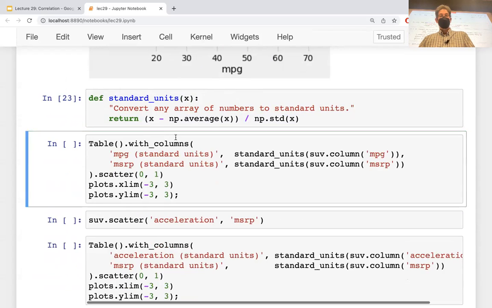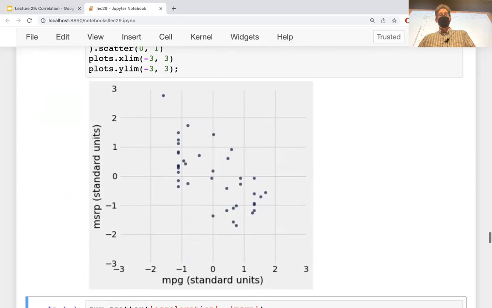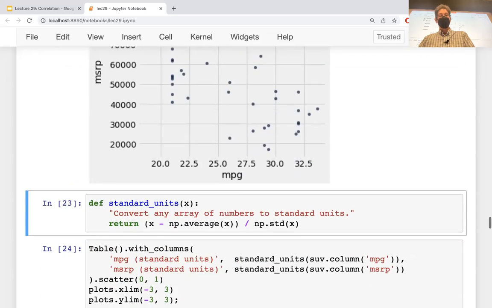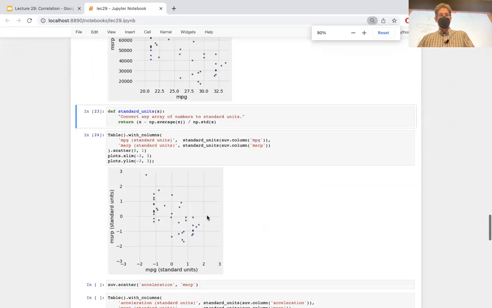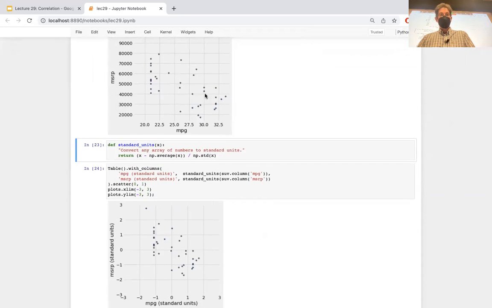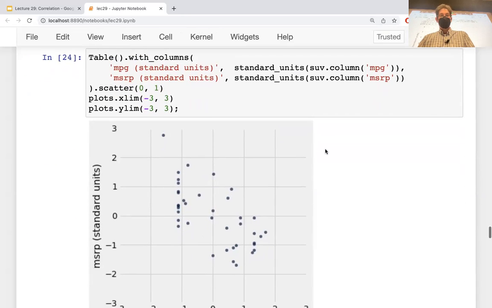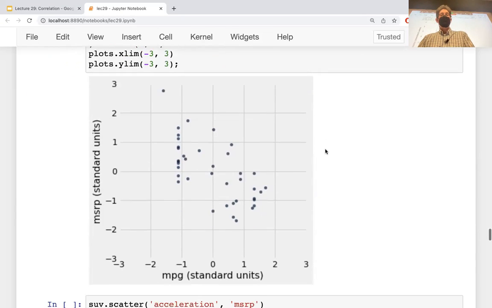We could then do that. So let's do that with the SUVs. Miles per gallon in standard units, cost in standard units, draw a scatter diagram, and we see exactly the same scatter diagram we had before. This one. Okay, so let me delete that one. Get them on the screen. Same dots, same configuration. Now we have standard units on the axis. Questions about what I just did? Wasn't too fancy. We just converted these.